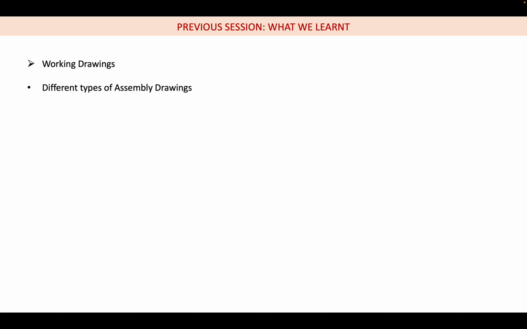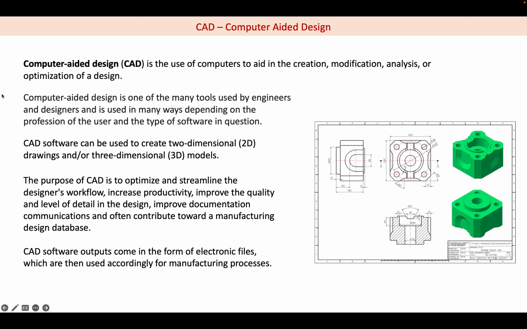Okay, so this session we are going to deal with CAD. So first let me have the laser pointer. Yes, so CAD, computer aided design, is the use of computers to aid in the creation, modification, analysis or optimization of a design. CAD is one of the many tools used by engineers and designers and is used in many ways depending on the profession of the user and the type of the software in question. CAD can be used to create both 2D drawings as well as 3-dimensional models.